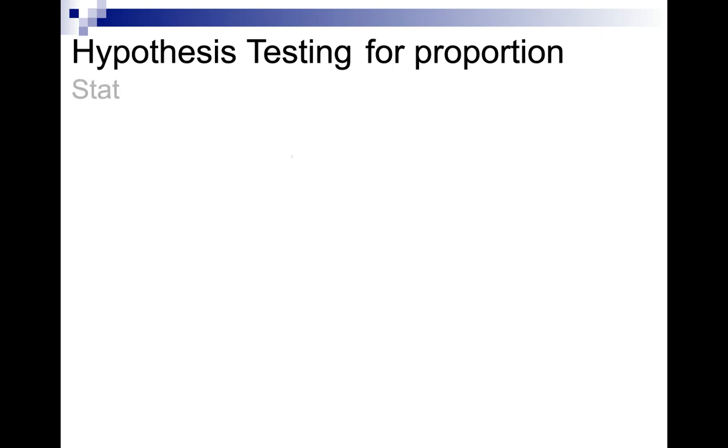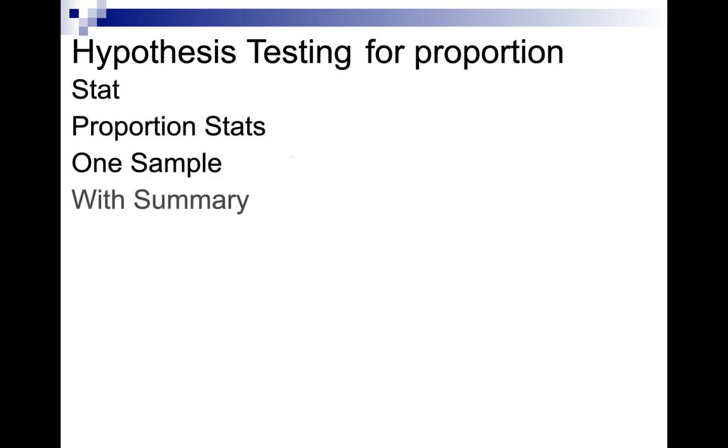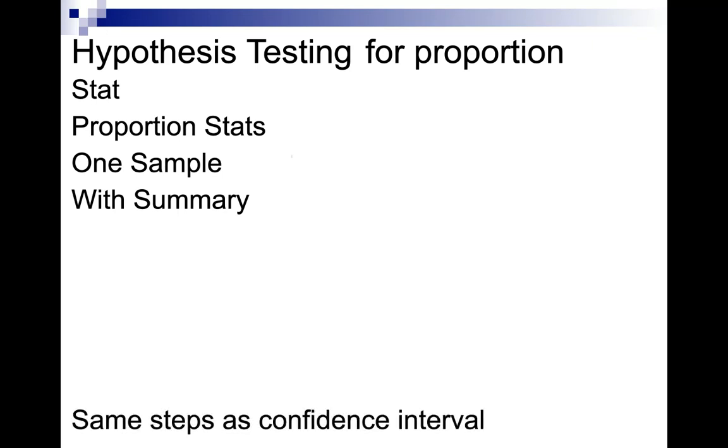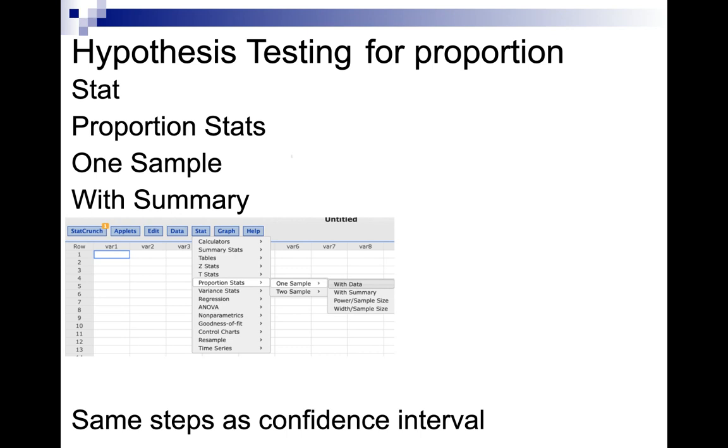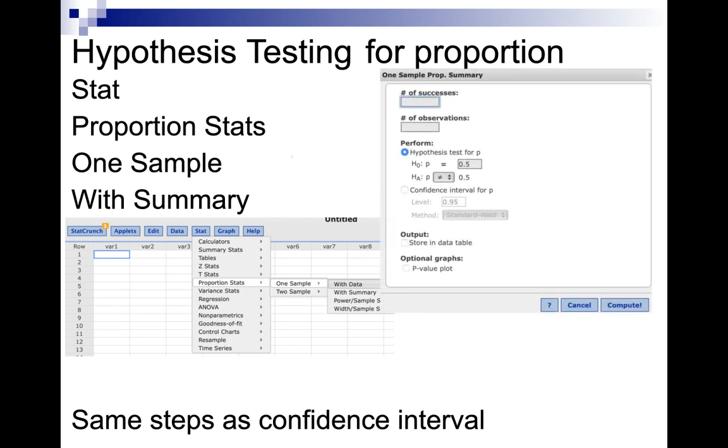So the way we're going to conduct a hypothesis test is by using StatCrunch as always. And these are the steps. It's actually the same steps that we did for confidence intervals: stat, proportion stats, one sample, and with summary. Same exact steps. And if you forgot, these are the screenshots of what that looks like. You can see it's the same stuff up here. The only difference is now we're going to go to hypothesis tests instead of confidence intervals. And I'll show you what that looks like through an example. Okay.